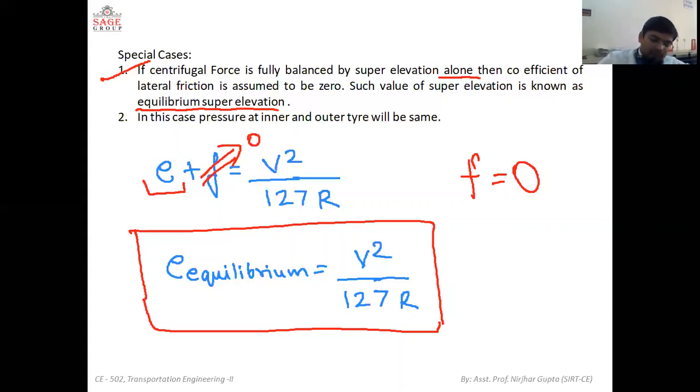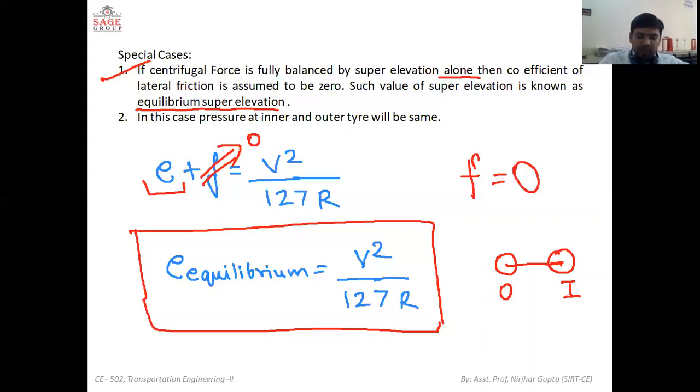Suppose we are considering a four-wheel vehicle, and if this is the inner and this is the outer tire, then in both cases the tire pressure will be the same. But if the coefficient of friction comes into action, then the tire pressure is not the same. So this is all about the special cases.